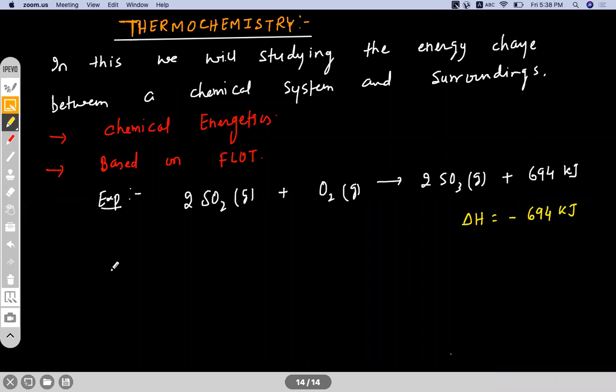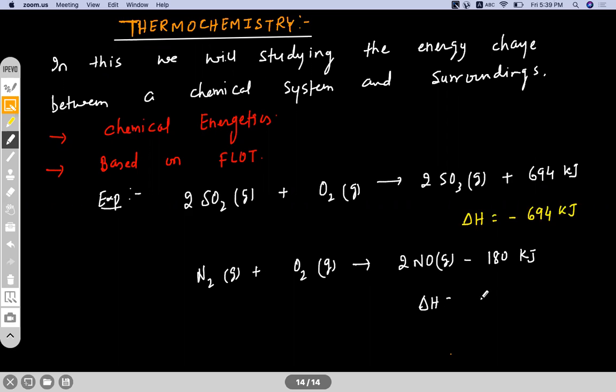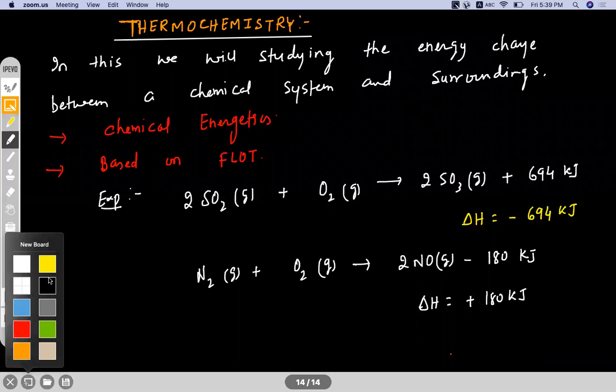For example, we have a reaction: N2 gas plus O2 gas gives 2 NO, minus 180 kilojoule of energy. Roughly, I'm writing it down. So delta H would be what? Delta H is positive here. It is an endothermic reaction. So obviously we have heat involved in the reactants and products. So what would be the heat of a reaction? Copy this down first.